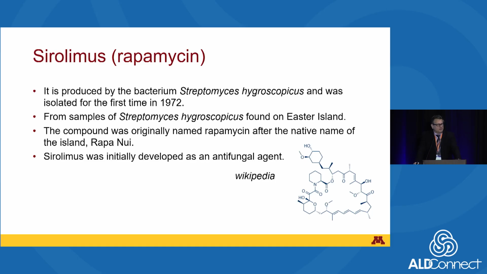The drug itself is produced by a bacterium, Streptomyces hygroscopicus. It was isolated in 1972. It actually was found on Easter Island. The compound's name, rapamycin, comes from the native name of the island, Rapa Nui. It was initially developed as an antifungal agent. It totally failed as an antifungal agent because it was immunosuppressive, so it made things worse. But as an immunosuppressant, it works fantastic. And we've had it in our drug bank for decades.